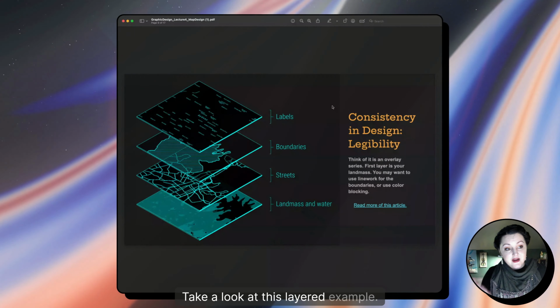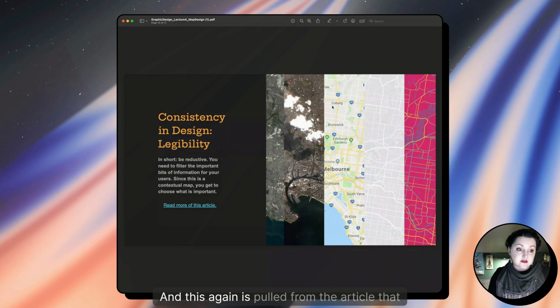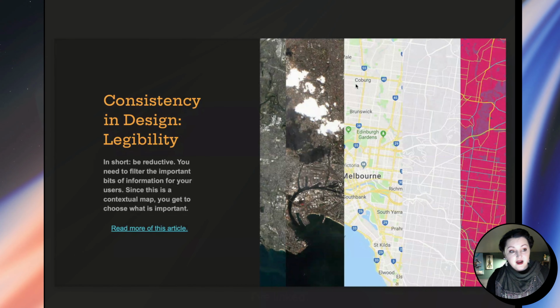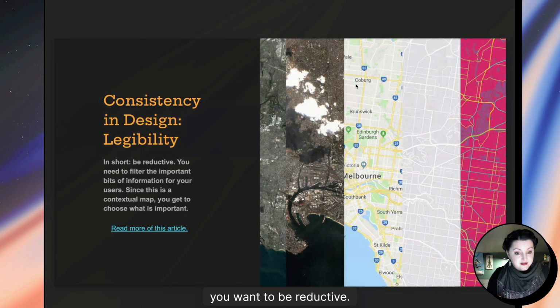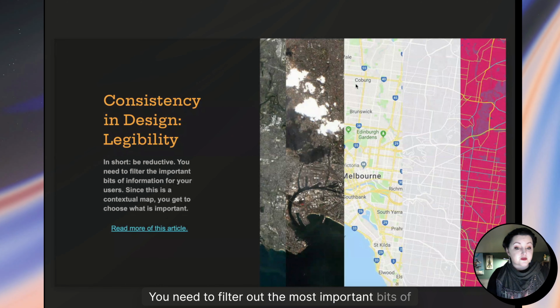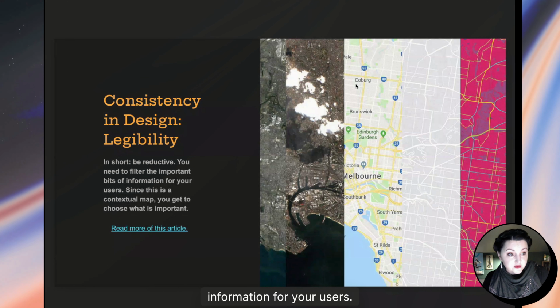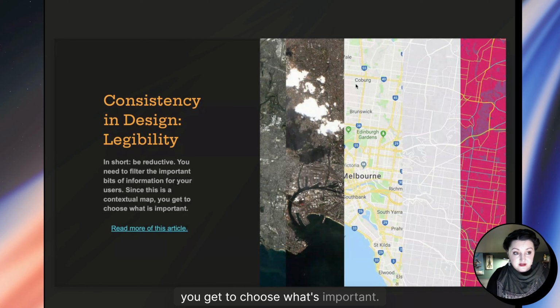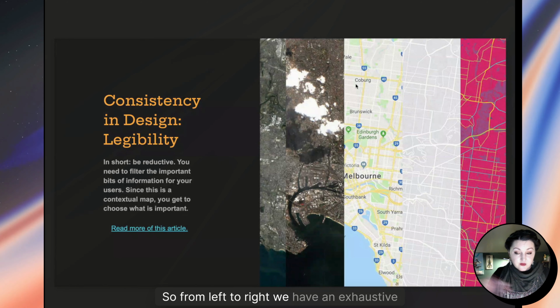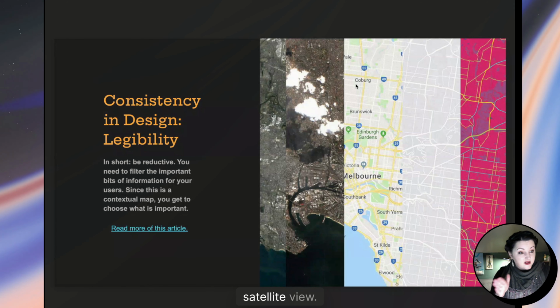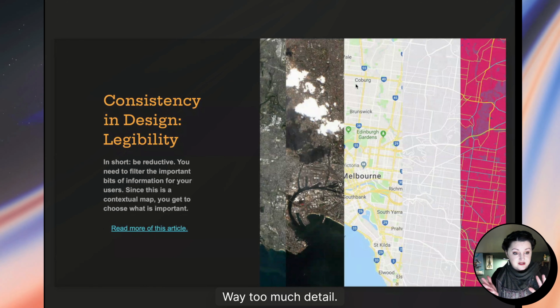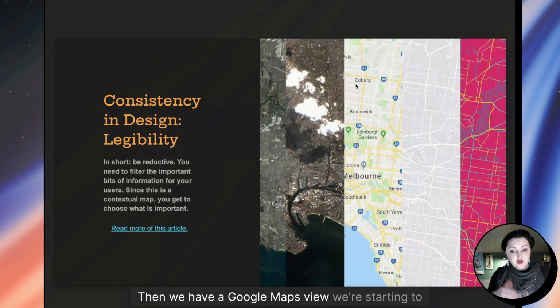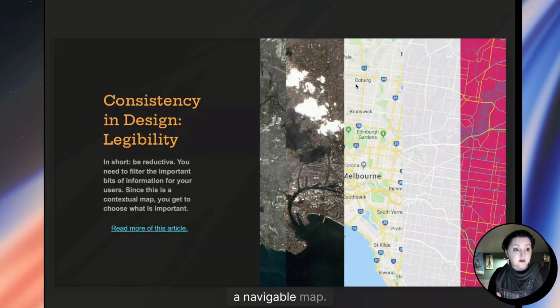Take a look at this layered example, and this again is pulled from the article that I've linked. In short, you want to be reductive. You need to filter out the most important bits of information for your users. Since this is a contextual map, you get to choose what's important. So from left to right, we have an exhaustive satellite view, way too much detail. Then we have a Google Maps view. We're starting to get a navigable map.